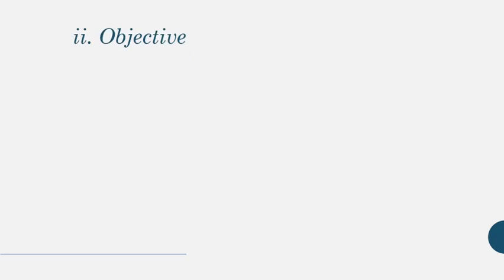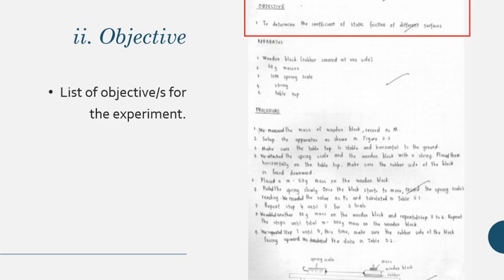Next, let's talk about the objective. So every experiment must have an objective. So you have to list down what is the objective for that corresponding experiment. Here is an example of an objective for the experiment of static friction.